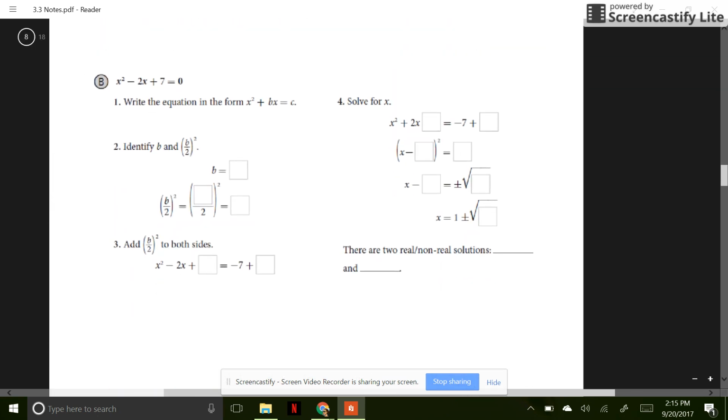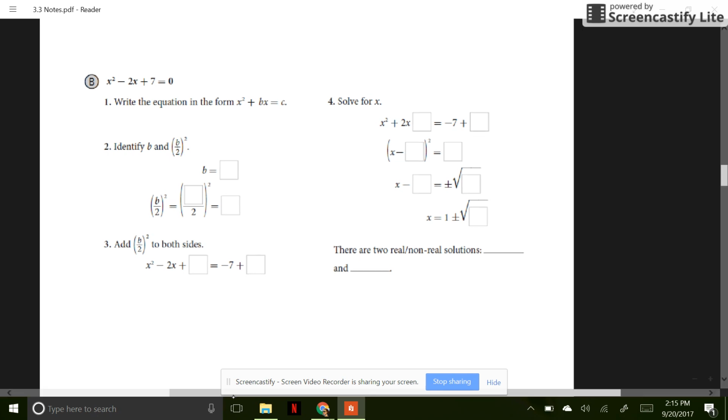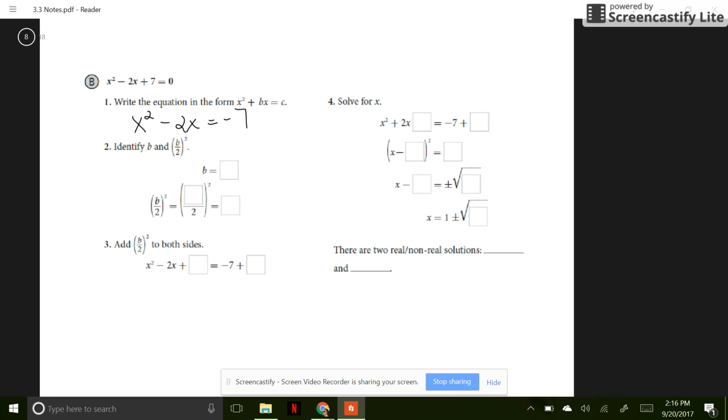So let's see if we can get a little bit nicer numbers here. We've got the equation x squared minus 2x plus 7 equals 0. First thing we want to do is move our numbers over to the other side. So x squared minus 2x is equal to negative 7. Now we identify b. b is that middle coefficient, so that's negative 2.